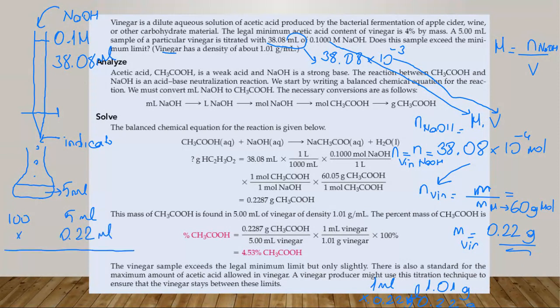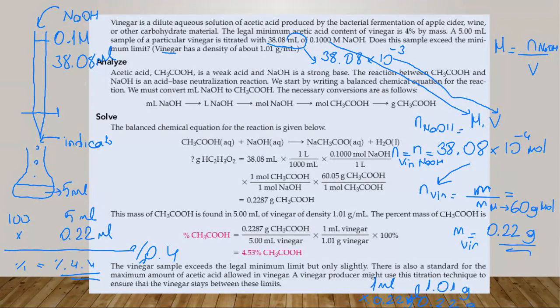You will find the percent, let's do that. Divided by 5, the percent will be 4.4. And that means the vinegar sample exceeds the legal minimum limit. Okay, 0.4 excess, the acetic acid exceeds the limit in the vinegar. That's it.